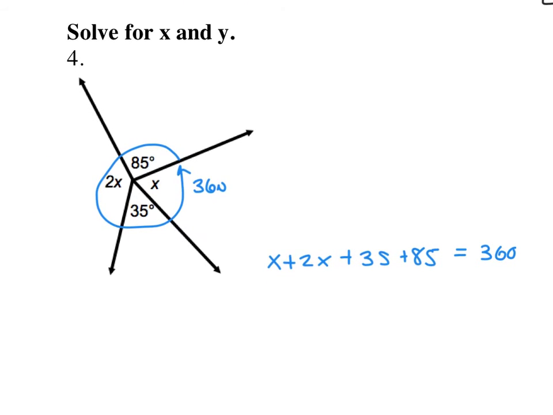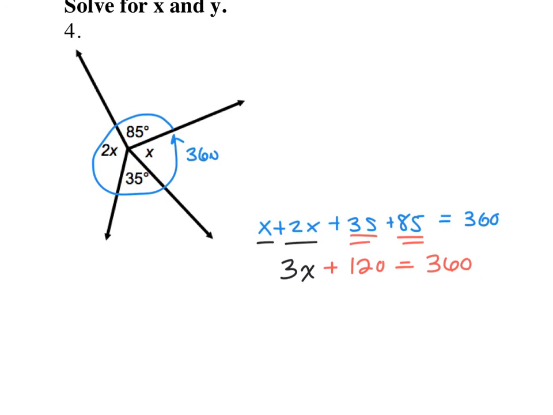My first step is, do I have parentheses? I don't have parentheses, so now I have to combine my like terms. So I combine my x and my 2x and get 3x. I combine my 35 and my 85 and get 120. And that's equal to 360. To get rid of my plus 120, I subtract 120.